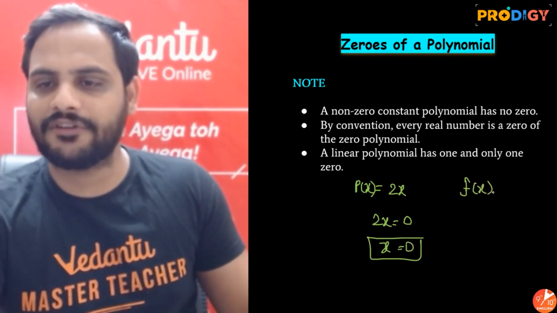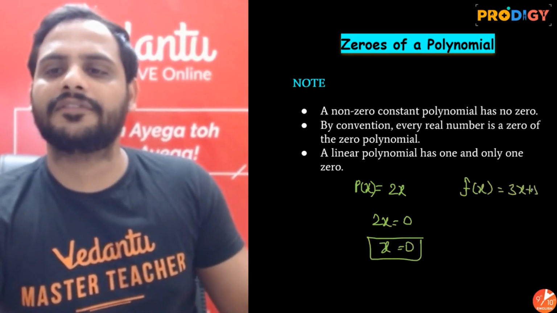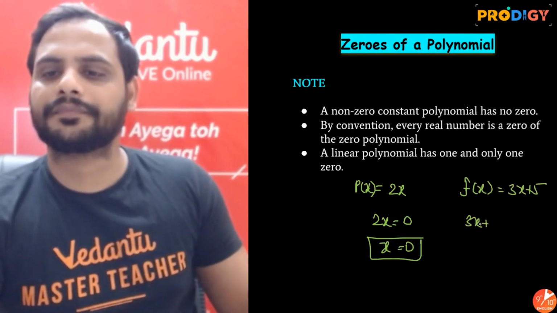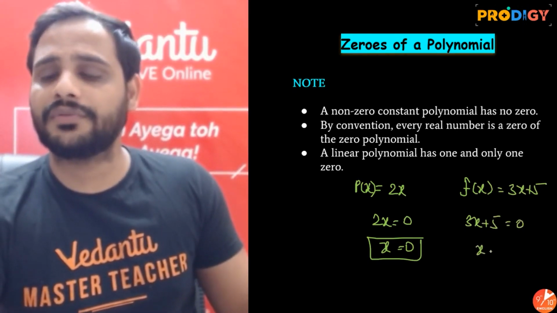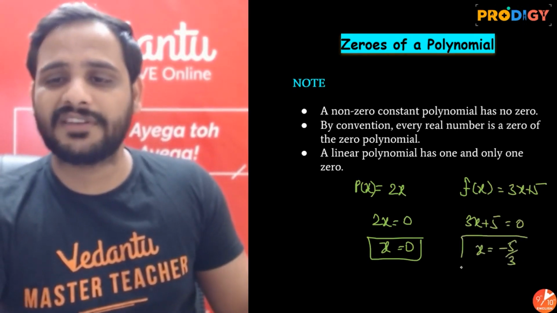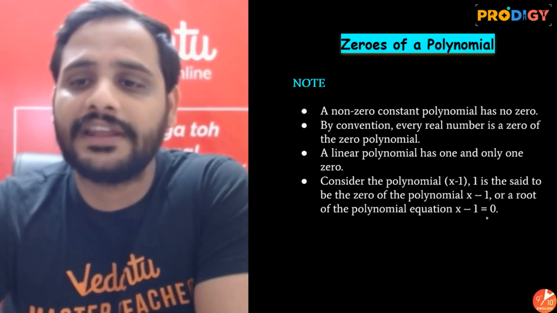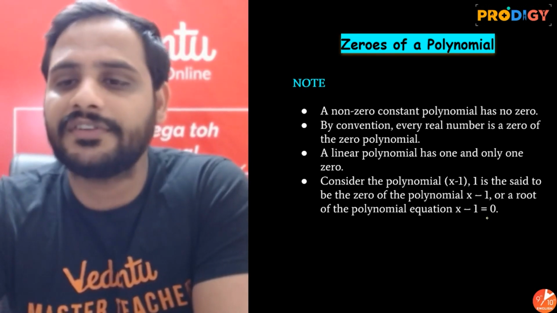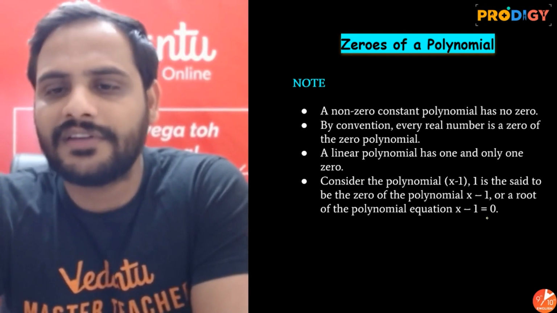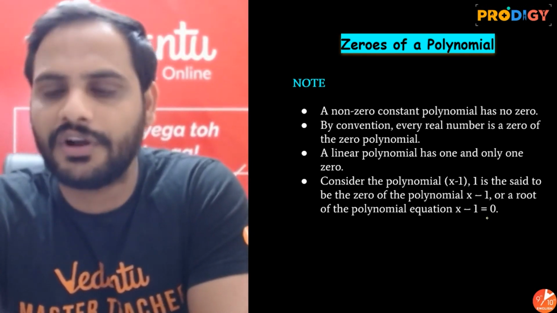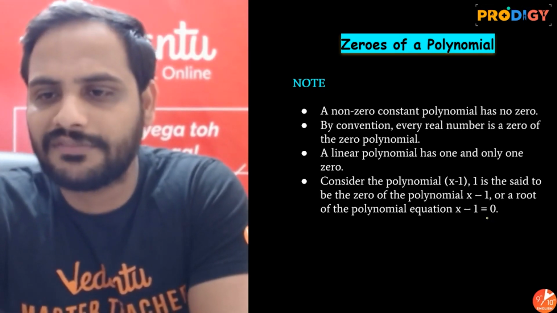Suppose another polynomial f(x) is, let's say, 3x plus 5. Find its 0. Make 3x plus 5 equal to 0. x is equal to minus 5 by 3. Again, only one 0. So every linear polynomial will have one and only one 0. Next, consider the polynomial x minus 1. 1 is said to be the 0 of the polynomial x minus 1, or a root of the polynomial equation x minus 1 equal to 0.